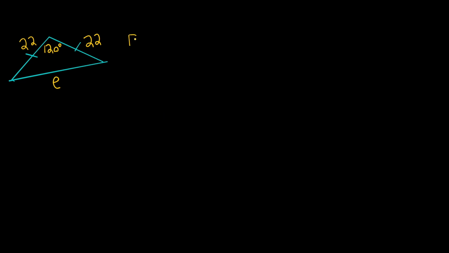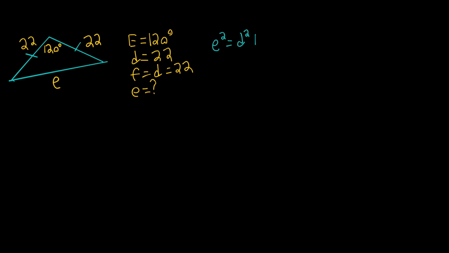So at this point, we have the angle E is equal to 120 degrees. And then we have the sides d, which is 22, and f, which is equal to d, which is equal to 22. So E is an unknown, and we want to solve for E. So setting up our cosine law equation, we find that e squared is d squared plus f squared minus 2df cosine of E.